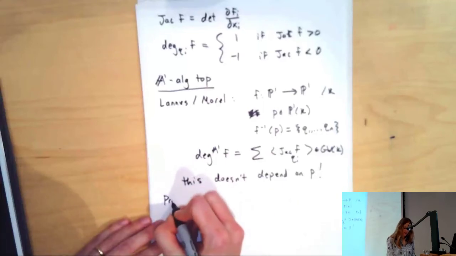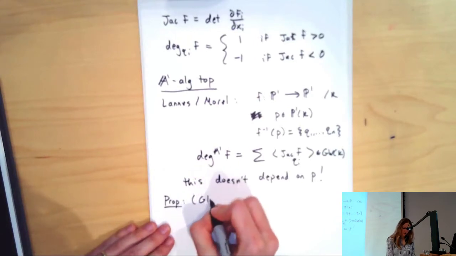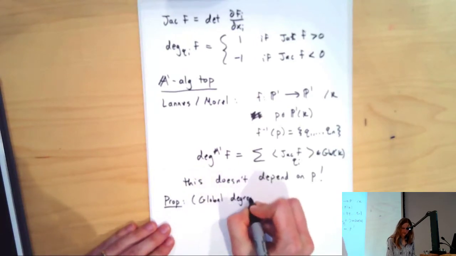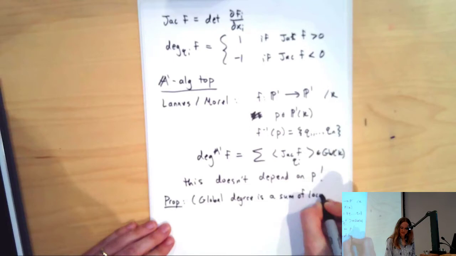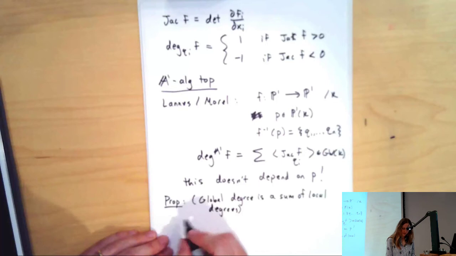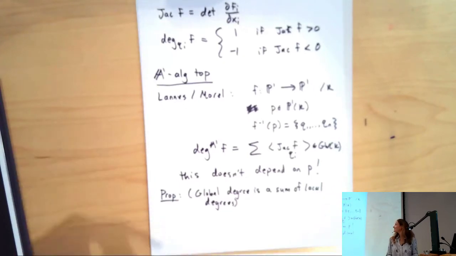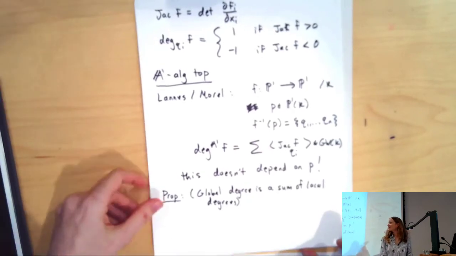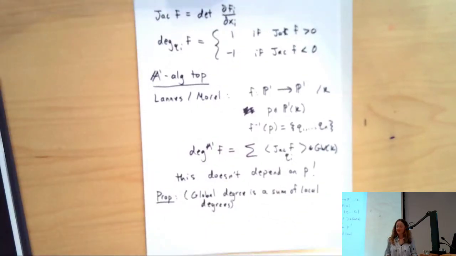So, a proposition: the global degree is a sum of local degrees. So if, let's see, it's a little blurry now. What should I do? I'm not sure. Keep going. I'm all for that.